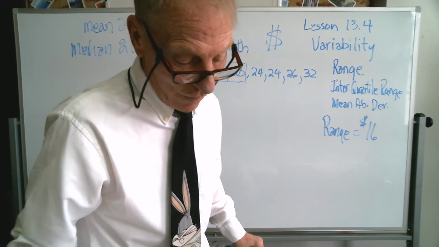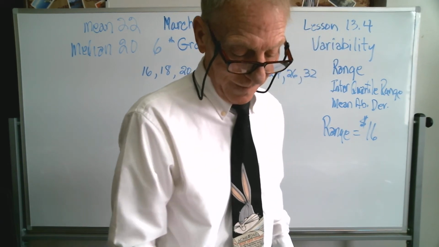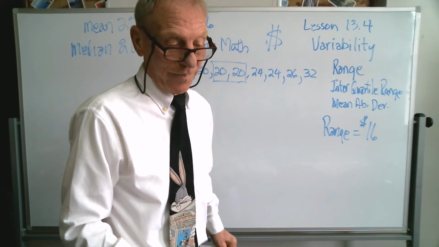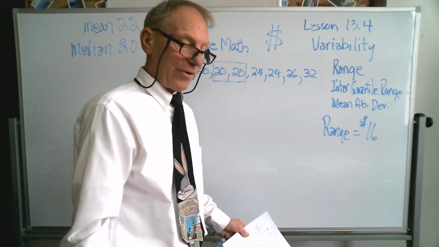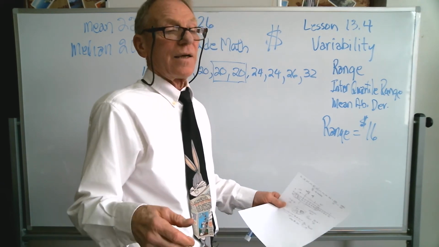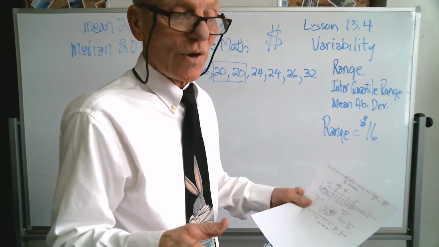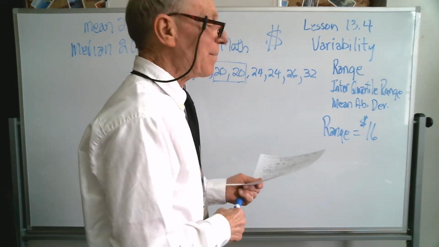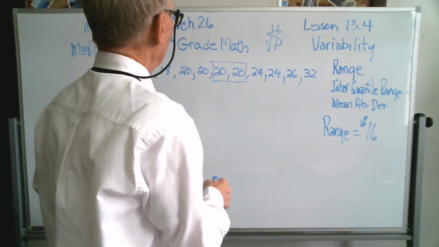All right, so now we've got the range. What's the next thing it wants us to figure out? The interquartile range. Now, how do we figure out the interquartile range? Well, that goes back a little ways, right? To find the upper and lower quartile, you need the median. And the median is 20.